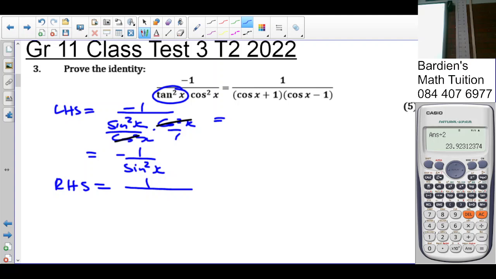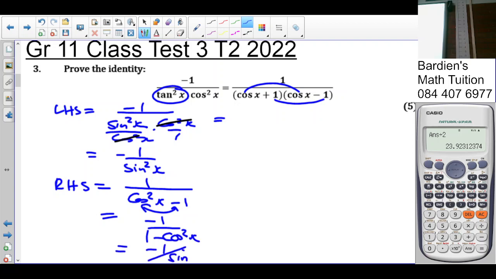So, what can be done here? It's a conjugate pair, multiply the first and the last. So it's going to become cos squared x minus 1. If I swap this around, what's going to happen? A negative comes out. So it's going to be 1 minus cos squared x. And what's 1 minus cos squared x? Sine squared x. It's equal to the left hand side. And you see now, work both sides. You see that, people? So left hand side, in simplest form, is negative 1 over sine squared x, while the right hand side is the same. So therefore, left hand side is equal to the right hand side.